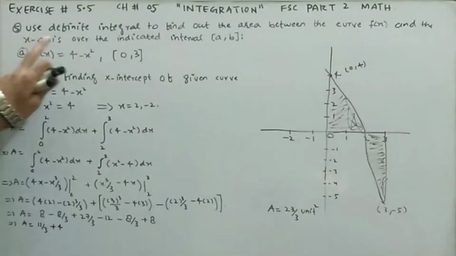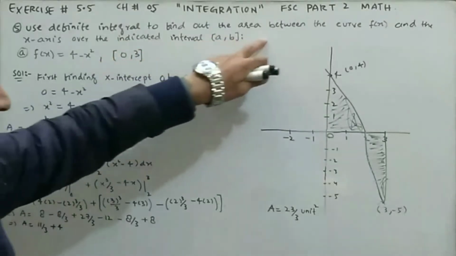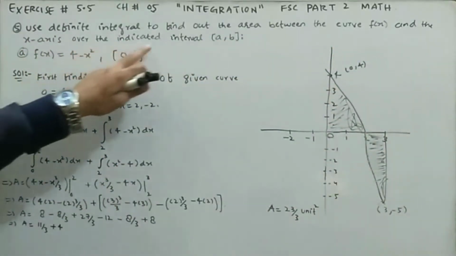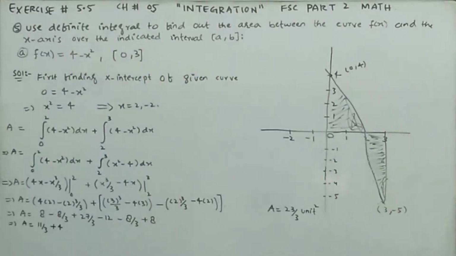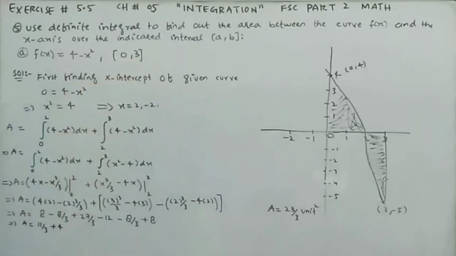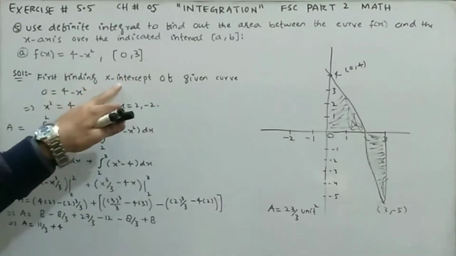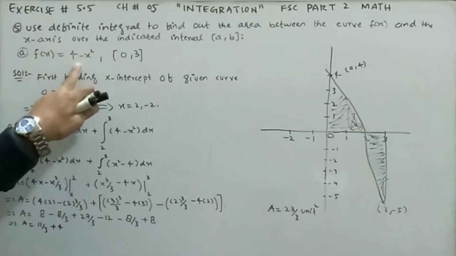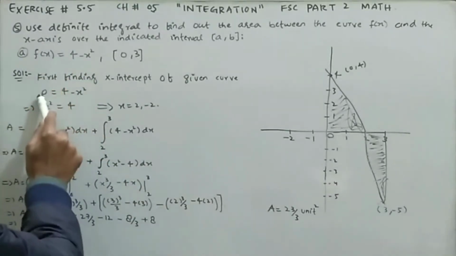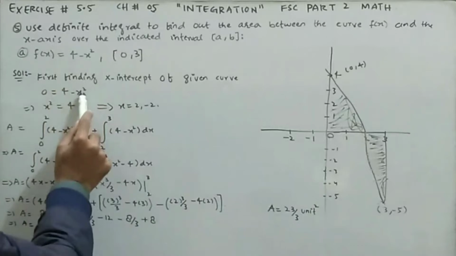Question number 5 tells us to use definite integral to find the area between the curve f of x and the x-axis over the indicated interval AB. The first part is f of x is equal to 4 minus x square, while the interval is 0 to 3. First we are going to find the x-intercept of the given curve f of x is equal to 4 minus x square. For the x-intercept, this f of x will be 0. So it becomes 0 is equal to 4 minus x square.